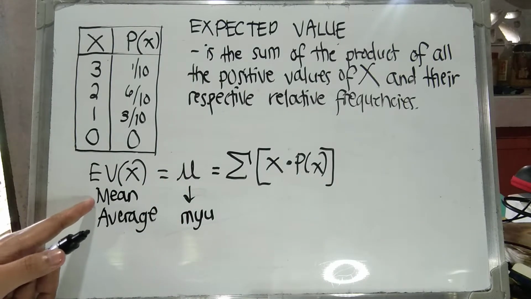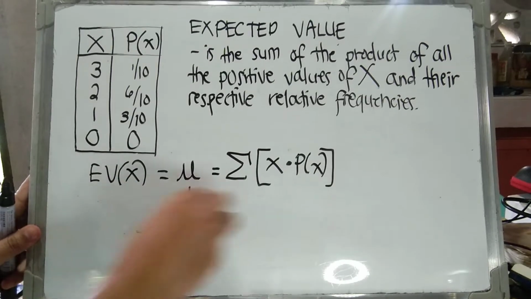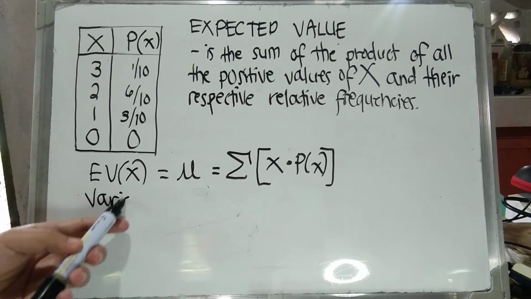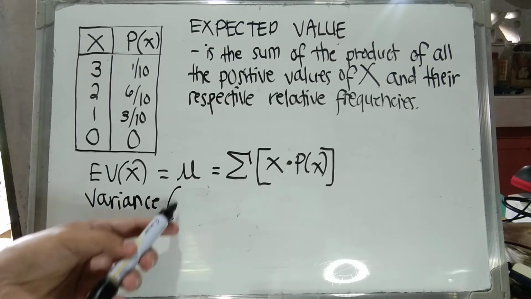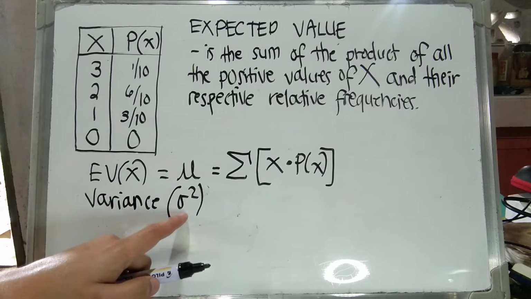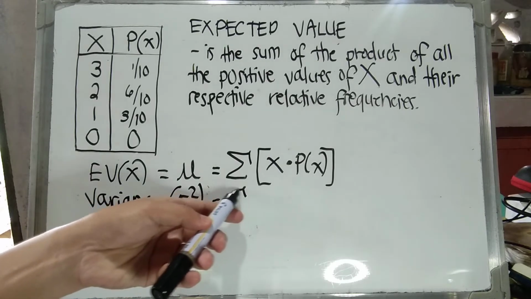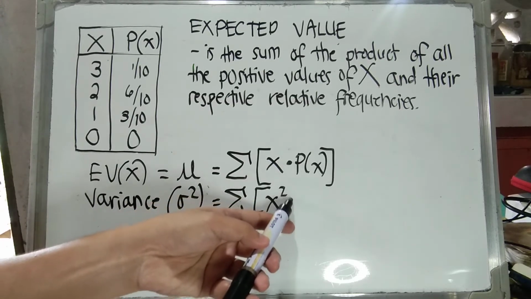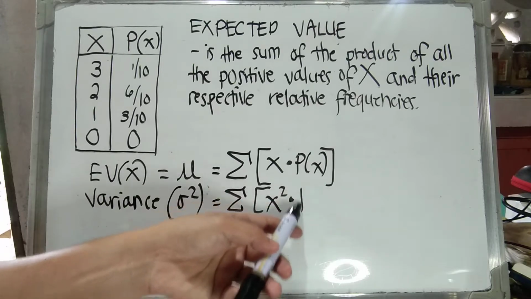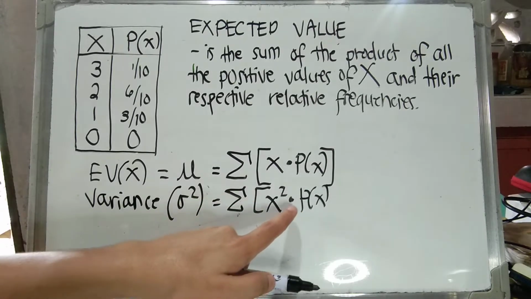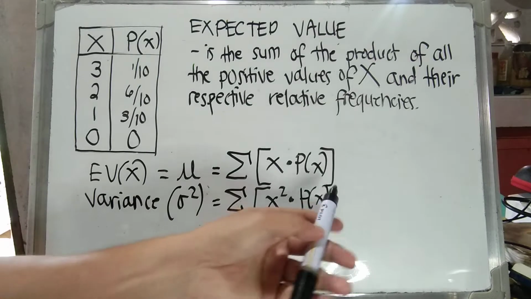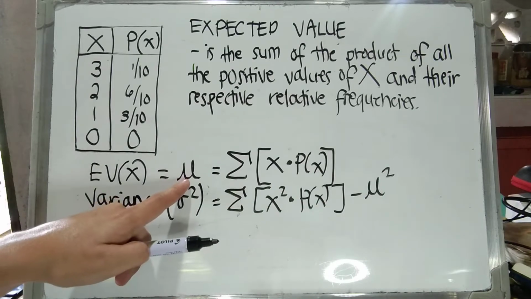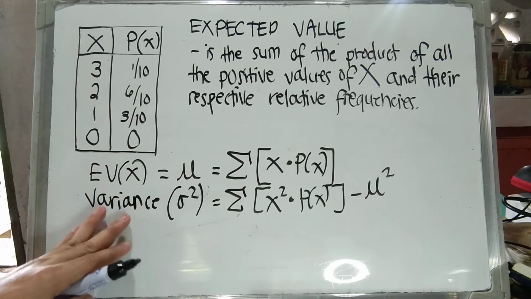Now, let us proceed with the variance. The variance is symbolized with sigma squared. And this is equal to the summation of the product of the square of the random value and its probability, so the product of the probability and the square of its random value, minus the square of your mean. That is the formula for the variance.